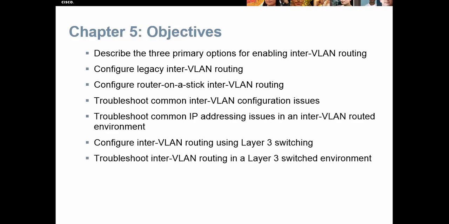So our objectives are going to be to describe the three primary options for enabling Inter-VLAN routing. You need to configure legacy Inter-VLAN routing because you may have legacy equipment, configure router on a stick Inter-VLAN routing, troubleshoot some of the common Inter-VLAN configuration issues, troubleshoot common IP addressing issues in an Inter-VLAN routed environment. We're going to configure Inter-VLAN routing using layer 3 switching. Currently we've looked at things using layer 2 switching, and troubleshoot Inter-VLAN routing in a layer 3 switched environment.